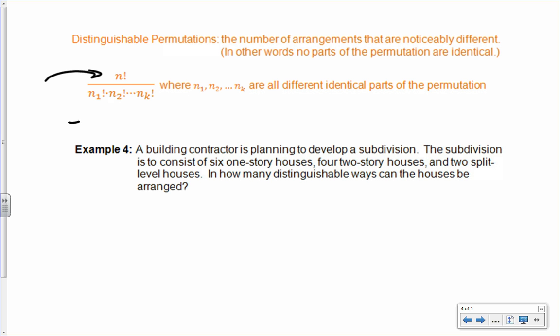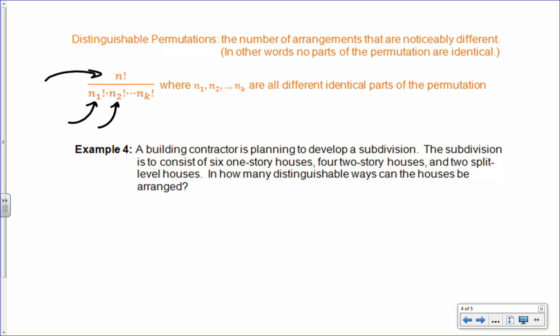So what you put here is, if something repeated, you put how many times it repeated, and then factorial. What if something else repeated? You put that there, and how many times it repeated, factorial. And then you keep going until you've exhausted all of the things that have repeated. And you will divide by it.